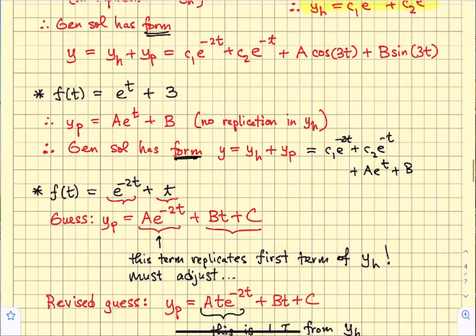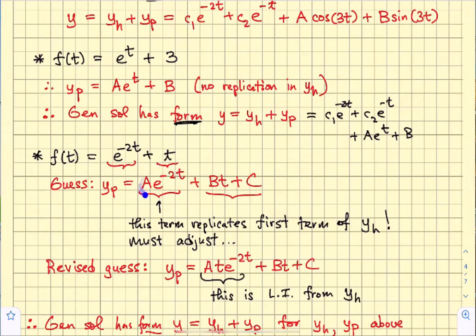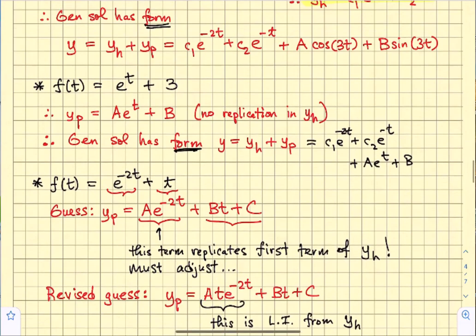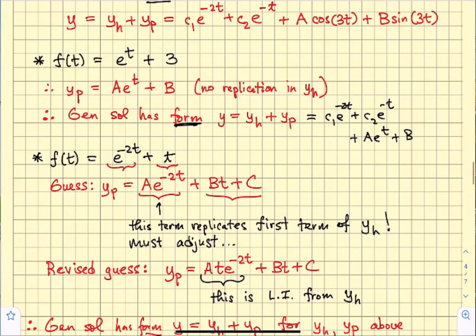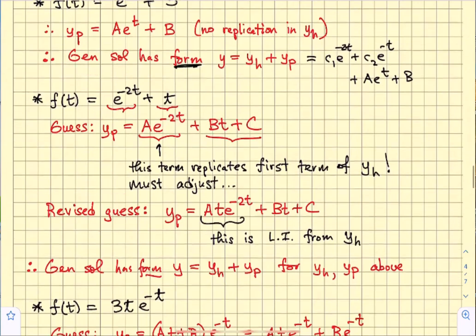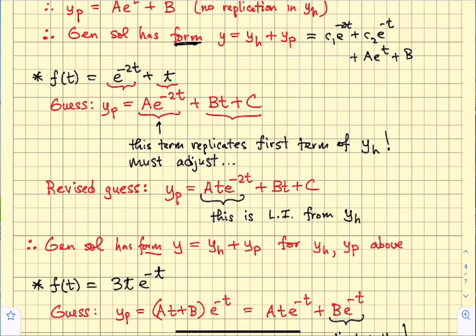And remember what our theory says? Our theory says if you have a part of your YP that replicates something in YH, then you need to take that part of your YP and multiply it by t. So I'm going to take just this. I don't need to multiply this. This is fine. Just multiply this by t. And now if you look at this, this is linearly independent from everything in YH. So this is our proper guess. And the general solution then of the non-homogeneous problem has the form YH plus YP, where the YH is above, and this is the form of your YP.